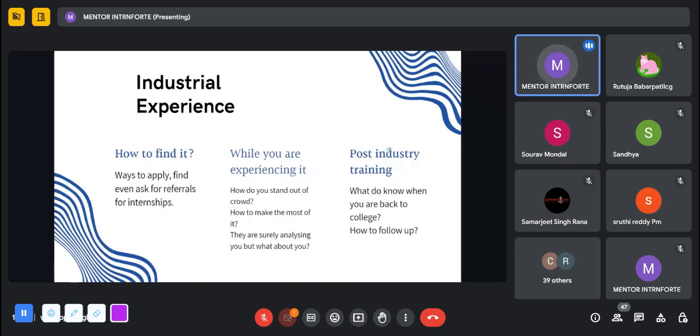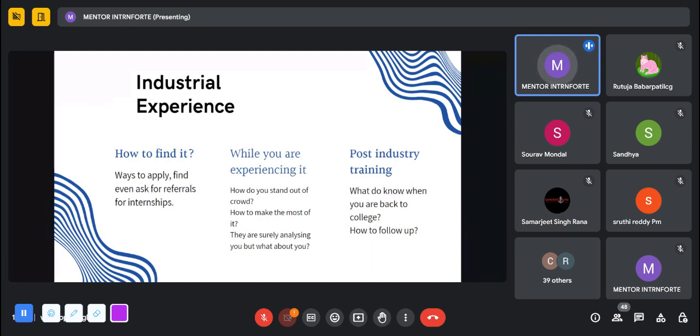So these are all the deeds that you do, right from starting to find the opportunity, to getting the opportunity, and even after the opportunity has ended and you are back in college, you have to apply all the knowledge that you have gained, so that you can evaluate yourself by those industrial experiences that you have got.